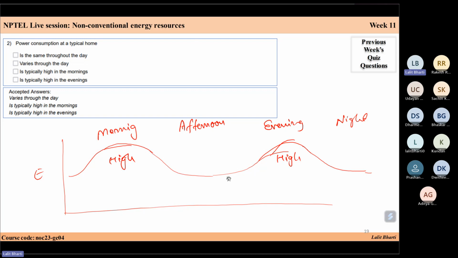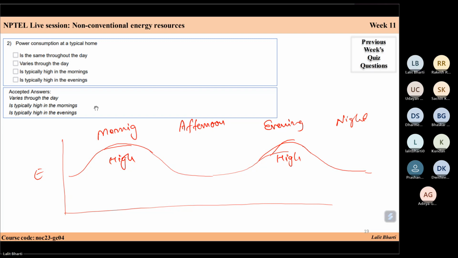Then in the afternoon, there is a depression in the energy consumption. Then in the evening, again, you need lights to remove the darkness, so you need some energy for the lights. Then you need energy to cook food and other needs. So your energy consumption will be high in the evening. Then at night, again, your energy consumption will be depleted. So options 2, 3, 4 are correct. It varies throughout the day and is typically high in the morning and evening. Option 1 is incorrect, which says it is the same throughout the day.